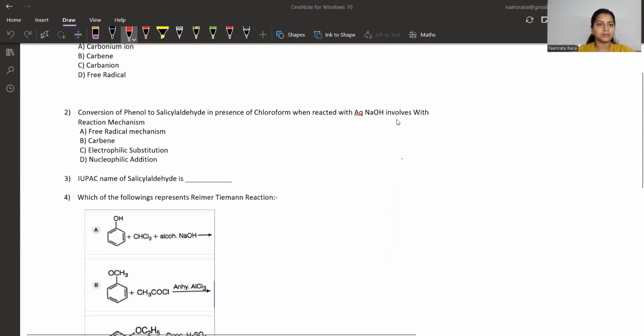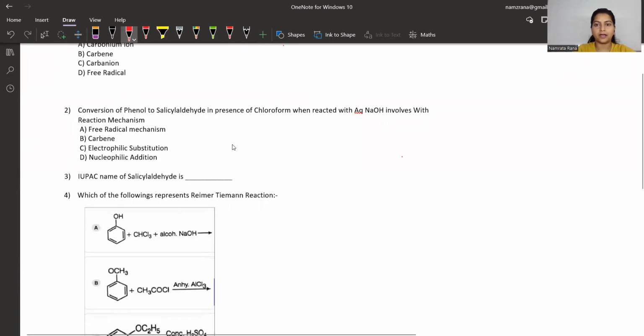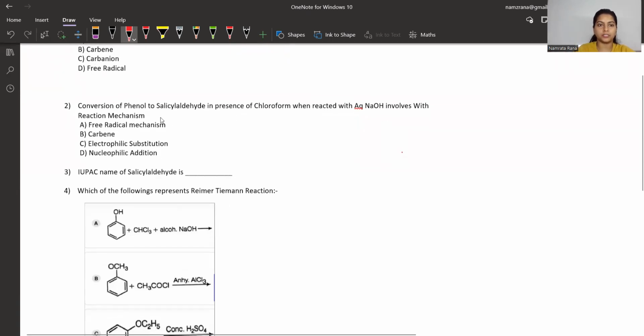I have listed down some important questions, previous year questions from Reimer Tiemann reaction. First question says that Reimer Tiemann reaction involves which of the intermediate? Just look for the terminology used, intermediate, right? Next is conversion of phenols to salicylaldehyde in presence of chloroform when reacted with aqueous NaOH involves which of the reaction mechanism. Second is asking about the type of mechanism it goes through.